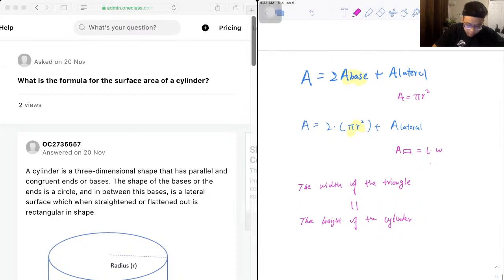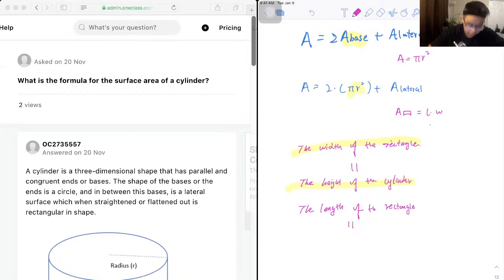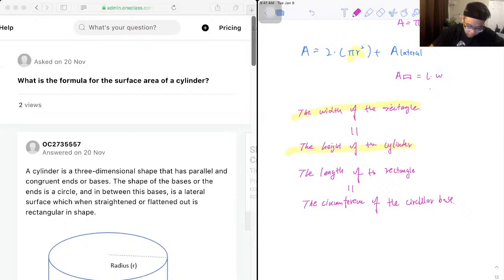Yeah, so these two are equal. And the length of the rectangle is equal to the circumference of the circular base, which has the formula C is equal to 2 pi r, right?